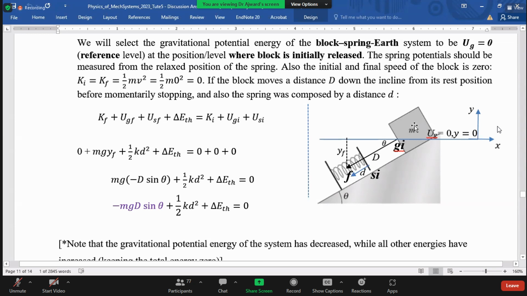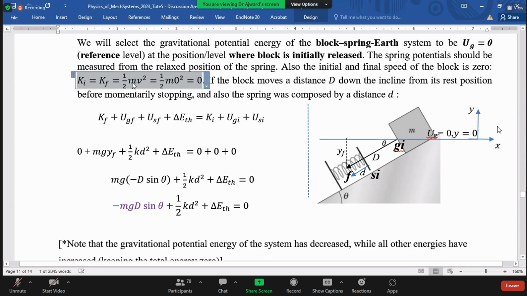So when the block starts from rest and, after the spring gets compressed, comes to rest again, what would be the initial and final kinetic energy? Anyone? Start from rest, end from rest. So what is the initial and final kinetic energy? 0. So 0, yes. Good.